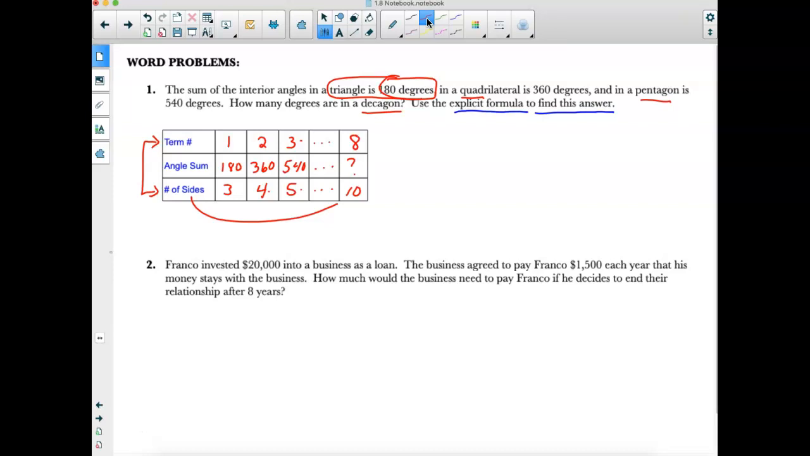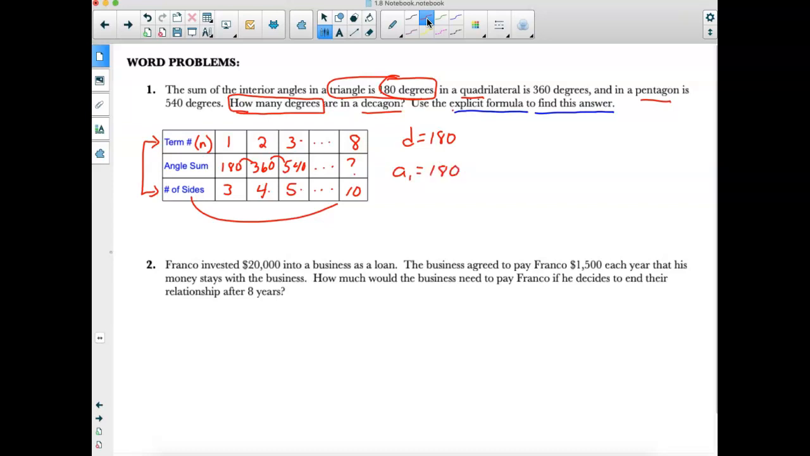So these are my n's that get plugged in. Well, I can kind of look term to term, term to term. I can see the difference is 180, right? I can see the number of degrees because they want to know how many degrees. So my first term, degrees, my a sub 1 is 180.